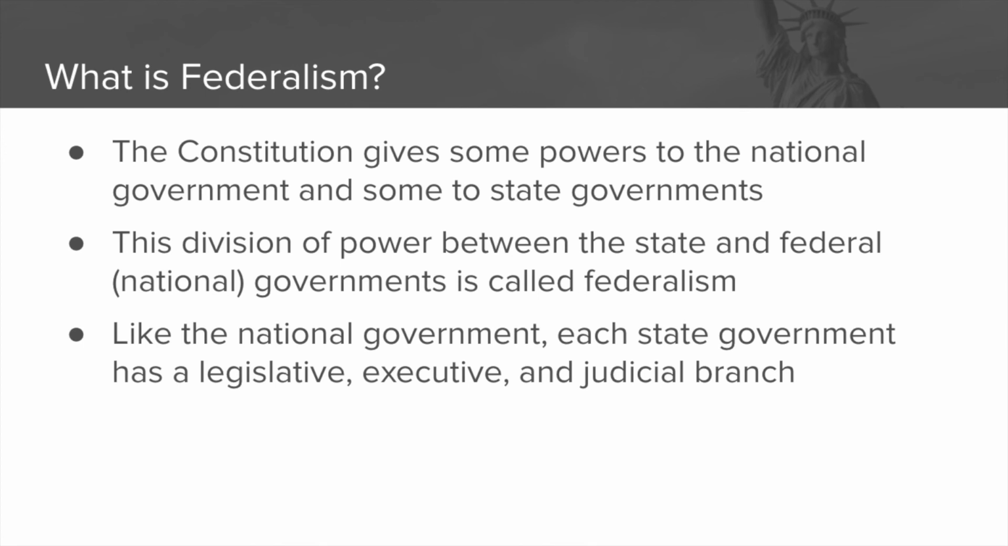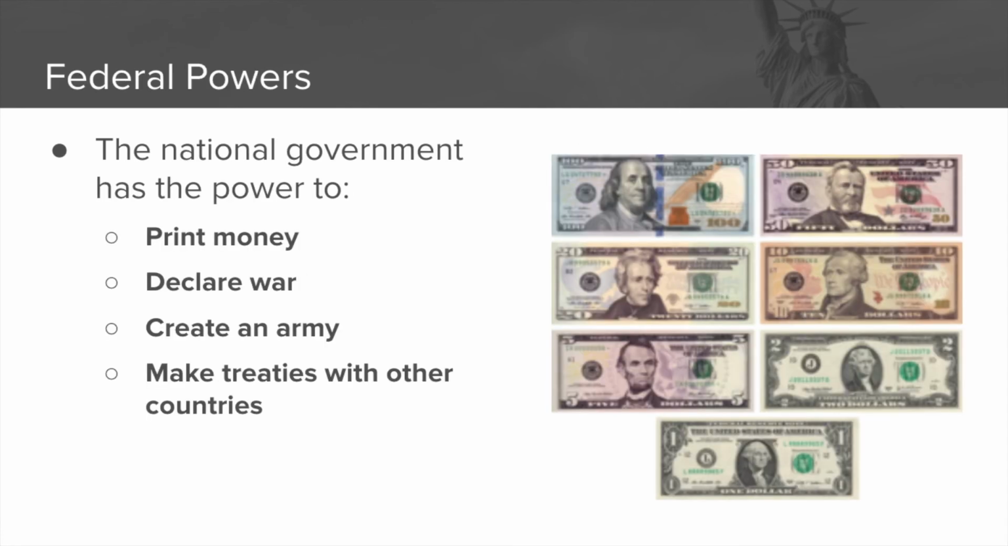Just like the national government, as I mentioned before, each state government has a legislature, an executive branch, and a judicial branch. So power is divided on the national level and the state level. And some powers are unique to the national government, such as the power to print money, declare war, create an army, or the power to make treaties with other countries. So make sure you get one of these powers written down on your note sheet.